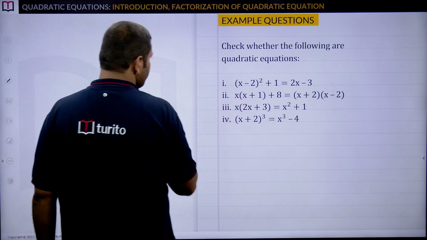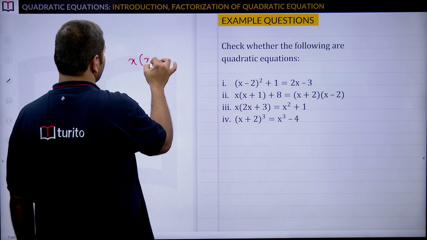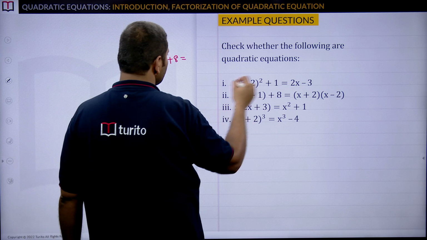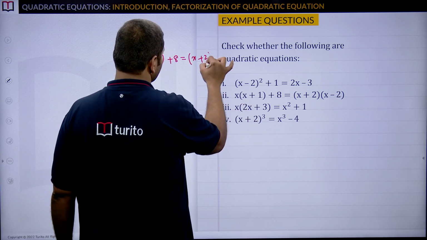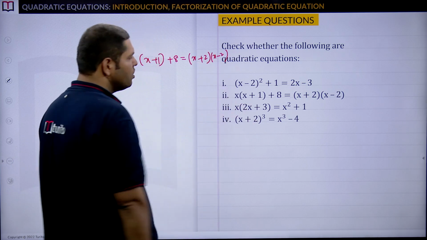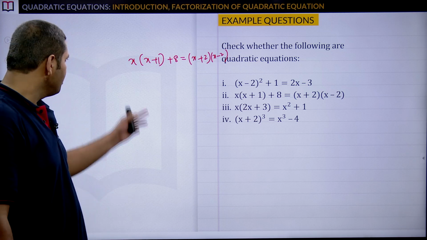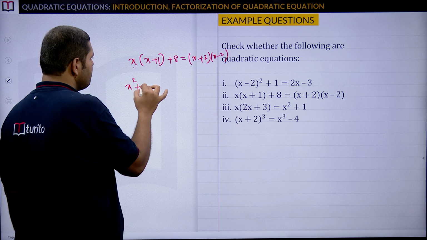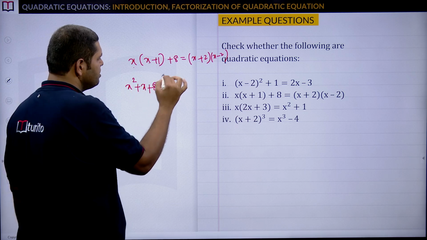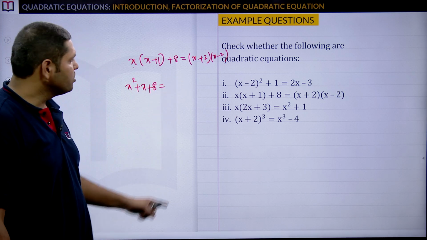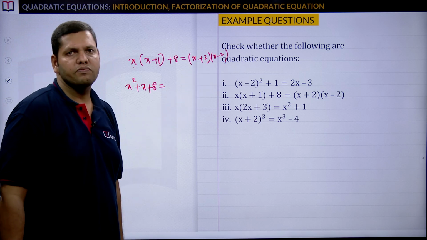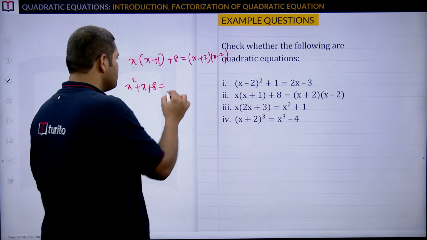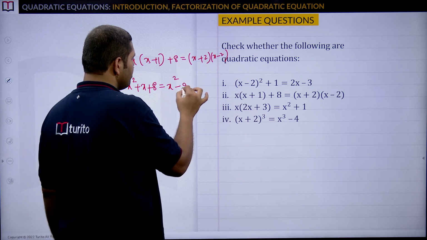So, x into (x plus 1) plus 8 is equal to (x plus 2) into (x minus 2). Children, look here. First, multiply x inside. So x into x, this is x square plus x plus 8 is equal to. Children, it is (a plus b) into (a minus b) form, so we can write it as a square minus b square form. So a square is x square and b square is 2 square.